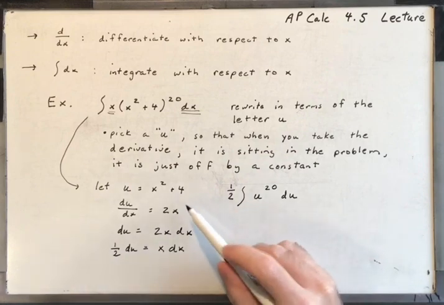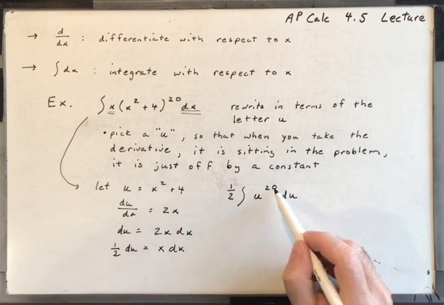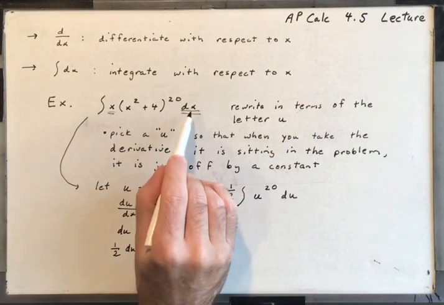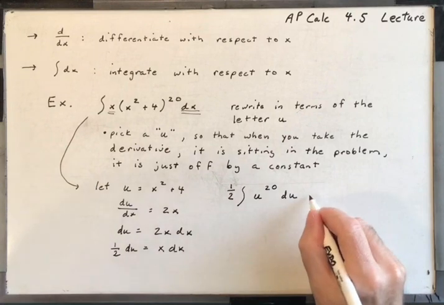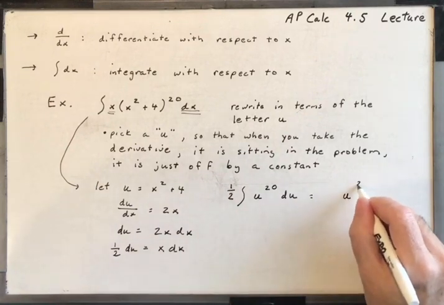If we were to substitute back in, that'd be x squared plus 4. U is just x squared plus 4. We're just rewriting it in terms of u. X squared plus 4 to the 20th. And then du is x dx. We have the x and the dx right here. And then you have a 1/2 out front. All right, let's integrate u to the 20. Well, that's going to be u to the 21st.